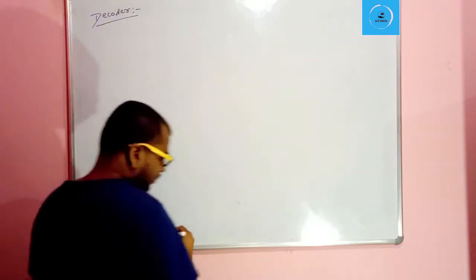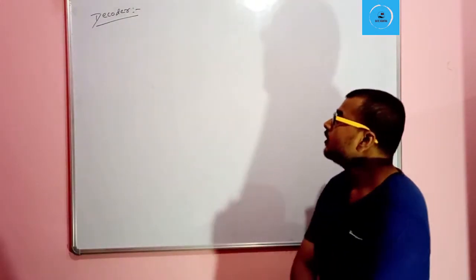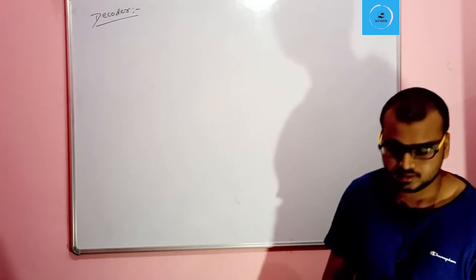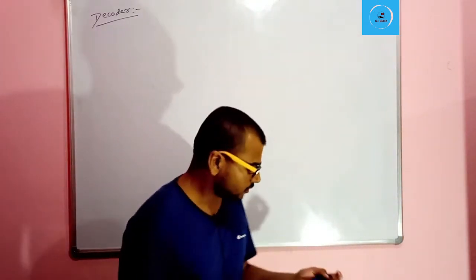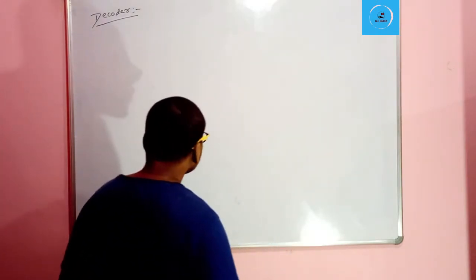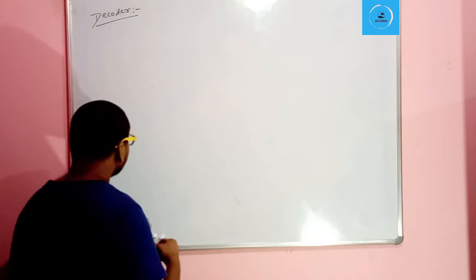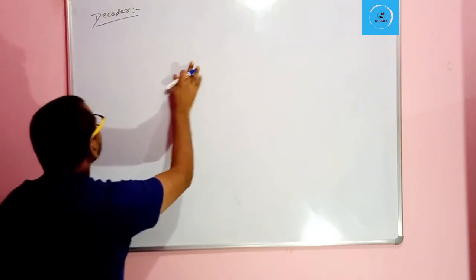So what is a decoder? As I have already said, the decoder is a combinational circuit in which there will be many inputs as well as many outputs. And what can a decoder do? A decoder can convert any binary into any decimal number.